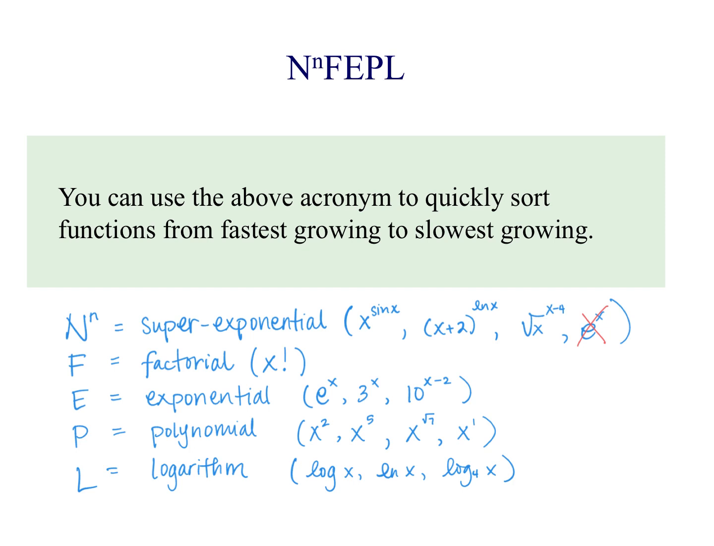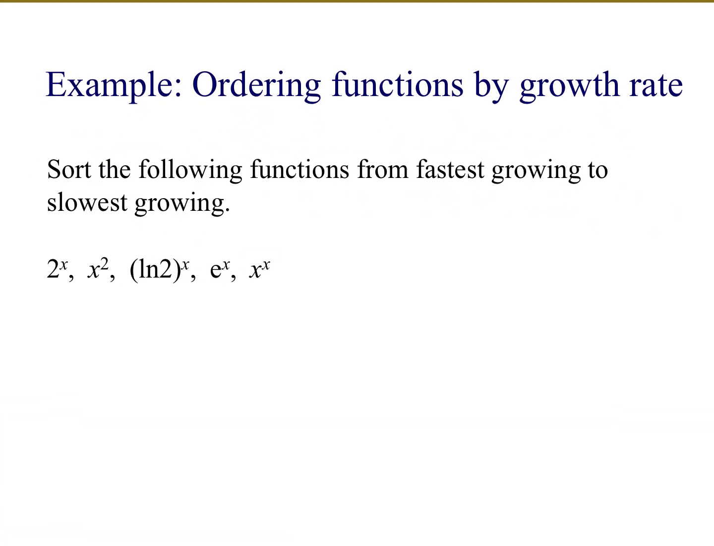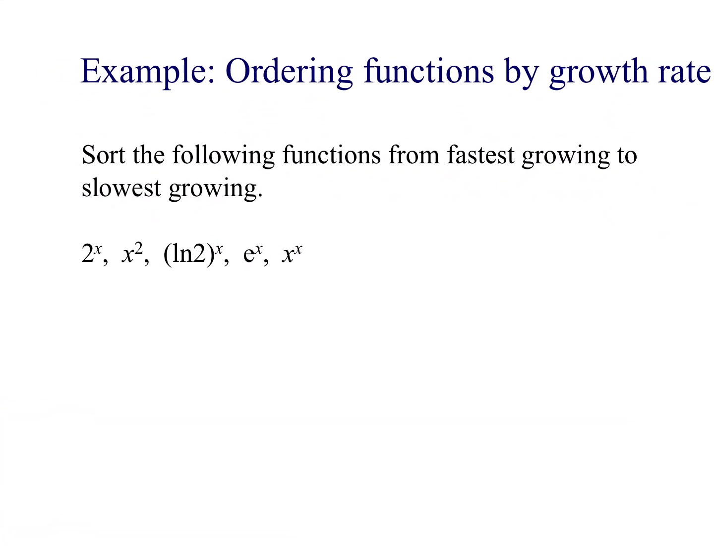So NFEPL is most helpful on a multiple choice question where you don't have to prove it. Everything we've done up to this point, we've been proving with limits. If you're looking at a question that's multiple choice, this little ordering technique where you don't have to show any work just allows you to order things fairly quickly. So our last slide is just to put these in categorical order from fastest growing to slowest growing.